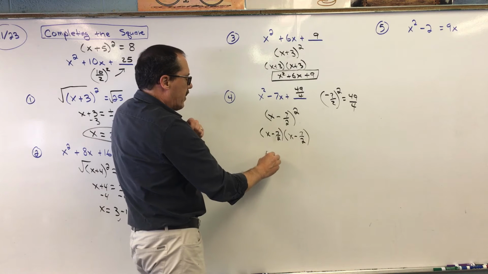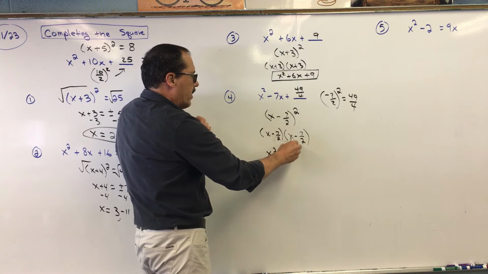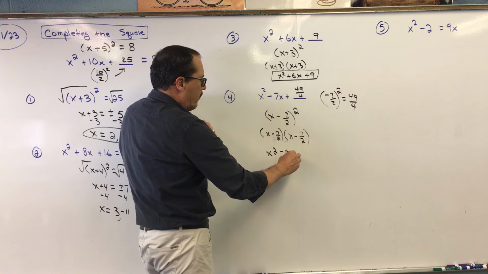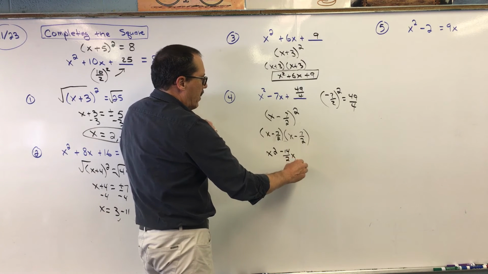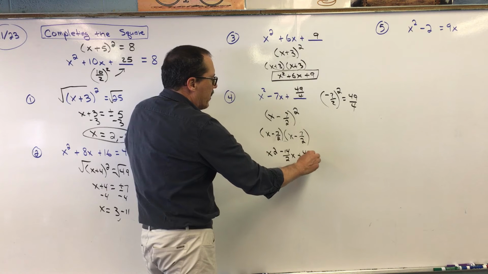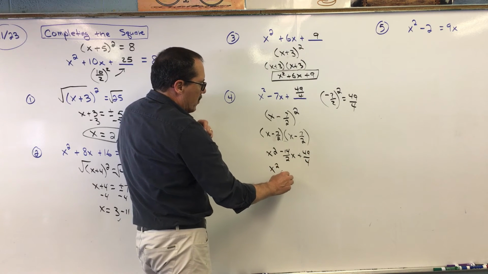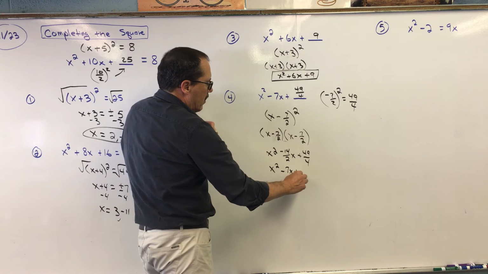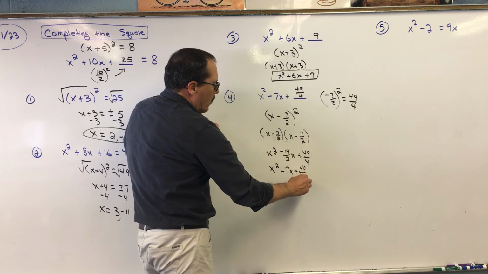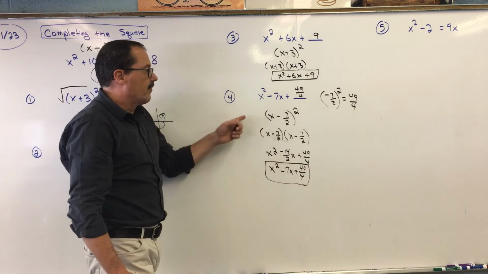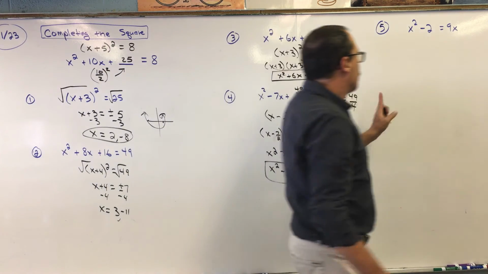So I'm going to multiply that together and we get x squared, negative 7 halves x, and another negative 7 halves x gives me negative 14 halves x plus 49 over 4. This is just 7. So x squared minus 7x plus 49 over 4. That's how they want you to write the answer from this. Okay? Number 5.